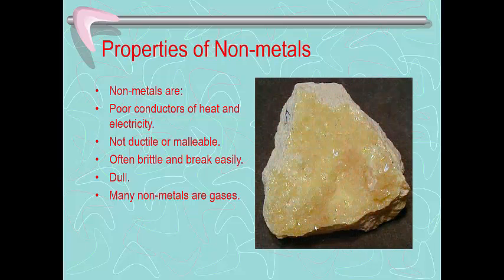Your nonmetals tend to be sort of opposite of your metals. They're poor conductors of heat and electricity. They're not ductile or malleable. They're often brittle and they break easily. And actually quite a few of them are gases, so those don't break easily unless they're solids. And they tend to be dull. They don't tend to be shiny like the metals.